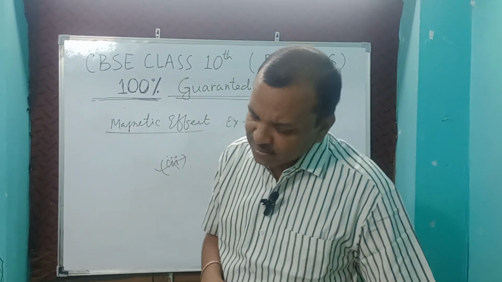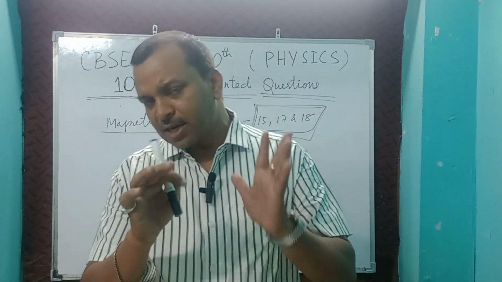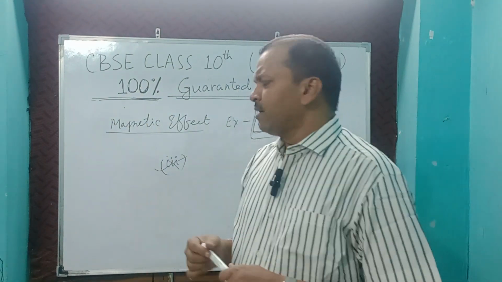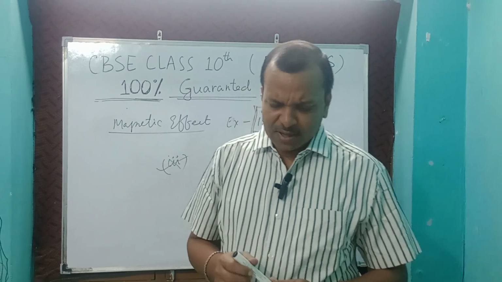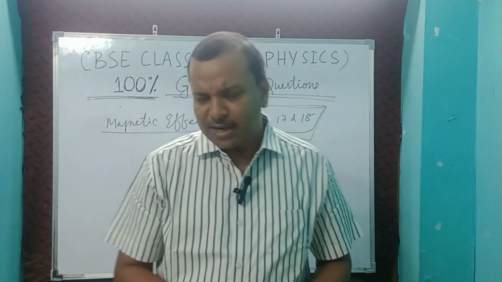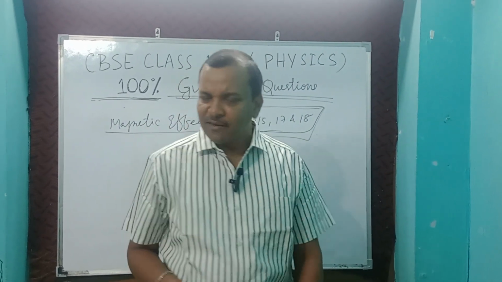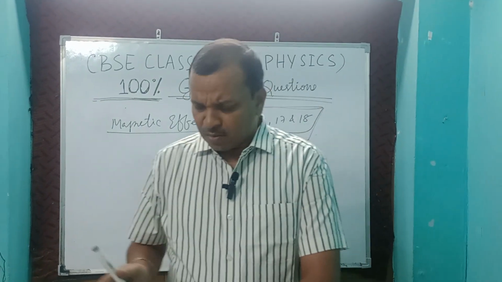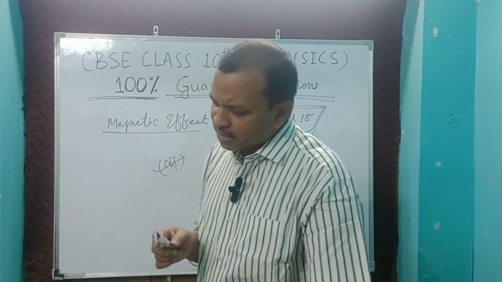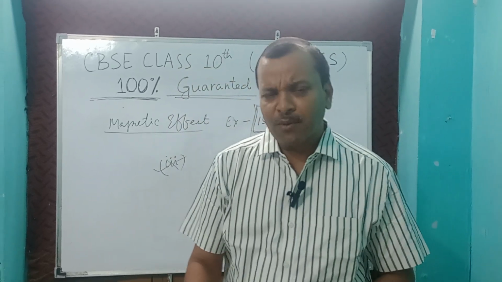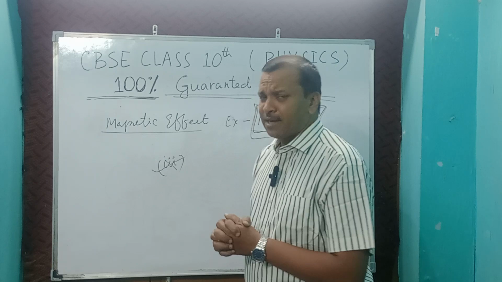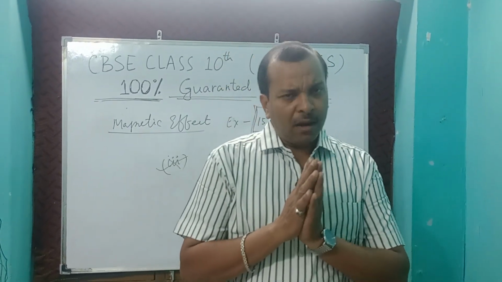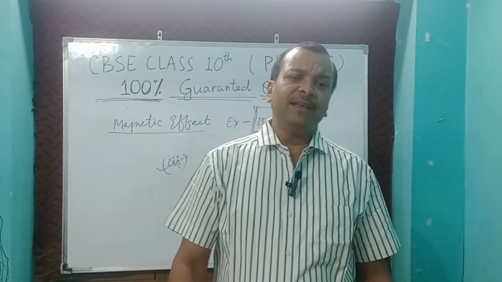Next one is question number 17: When does an electric short circuit occur? Very, very important, extremely highly important. 100% it will come. Third one is question number 18: What is the function of the earth wire? Why is the earth wire there? Why is it necessary to earth metallic appliances? What will happen if earthing is not there? What problems may you face? That will be there this year.